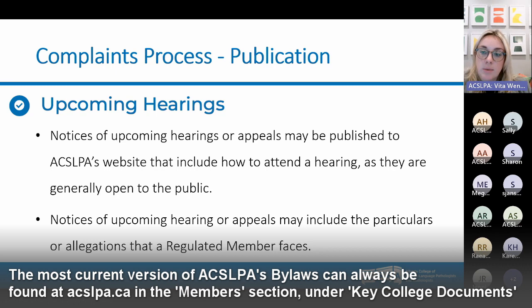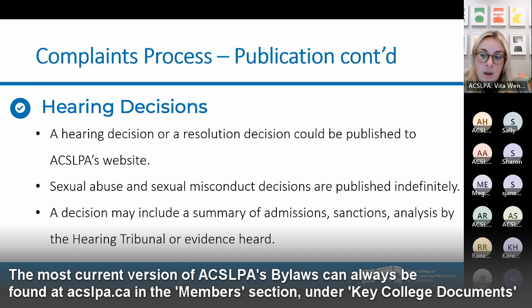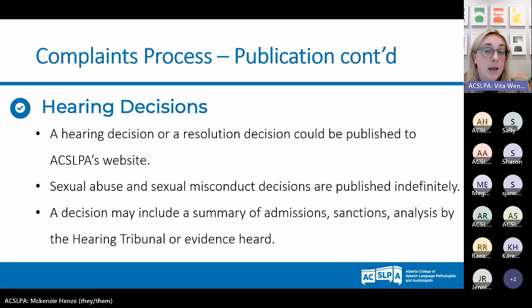Next slide, please, Mackenzie. A summary of a resolution agreement that has been agreed to by a regulated member. So going back to my Jane Doe example, it could potentially say Jane Doe agreed on May 31st, 2023, they communicated with client one in a manner that was disrespectful. They agreed to a communication course, or whatever may be the outcome. Okay, next slide, please.